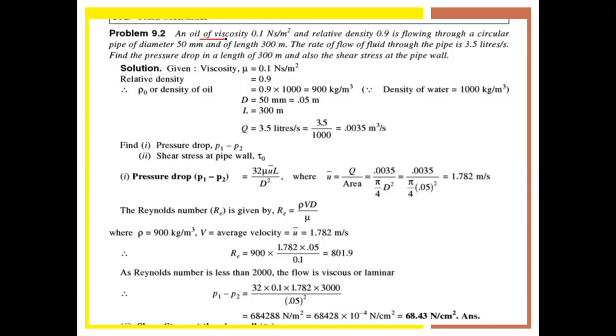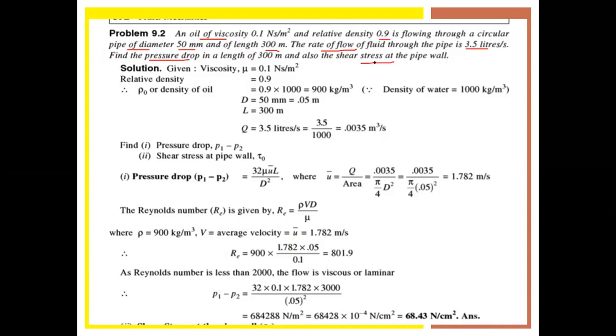Oil of viscosity 0.1. So here also you are using oil, not water. The viscosity is 0.1 and the relative density is 0.9. The pipe is circular, 50 mm in diameter, and the length is 300 m. The rate of flow Q is given as 3.5 liters per second. Convert into meter cube. Then find the pressure drop over the length of 300 meters and also the shear stress.